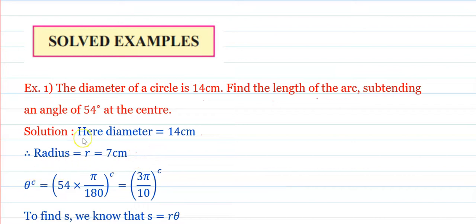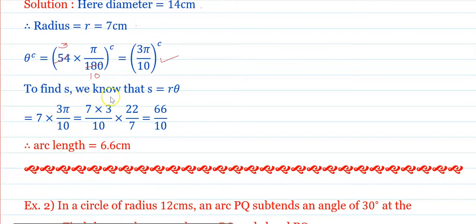Now convert this degree in radian. Therefore theta radian is equal to 54 into pi upon 180. We will simplify, we will divide. 18 3s are 54 and 18 10s are 180, and hence 3 pi by 10 radian. This is the measure of angle in the radian. To find S, we know that S is equal to r theta, and hence the value of r is 7 into 3 pi by 10.